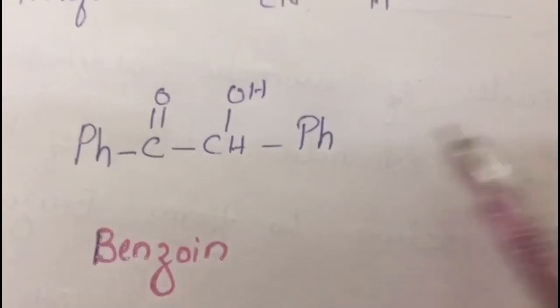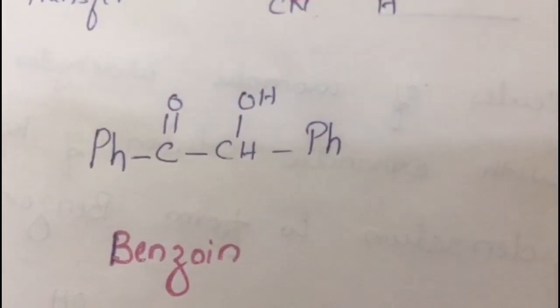Then the last step is the leaving of the cyanide group. Here we know compared to all these groups, CN is a good leaving group. So in the last step CN will leave as CN minus ion and the electrons will move towards this carbon, so this carbon-oxygen will be a double bond. The product formed will be Ph, CO, CH, OH, Ph. That is known as benzoin.